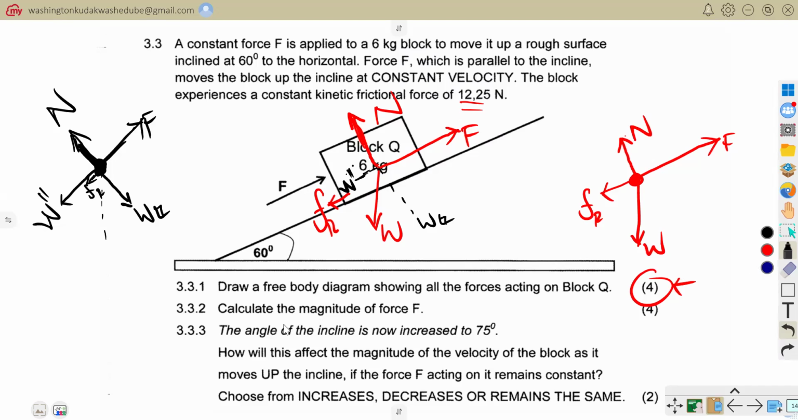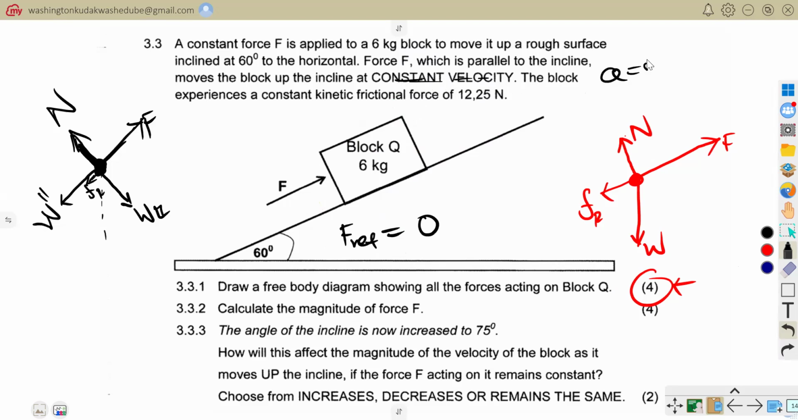After we've said that, now they are saying calculate the magnitude of F. They now want us to calculate the magnitude of F. How do we calculate the magnitude of F now? We have been told that our net force here is equal to 0. Why? Because we have got constant velocity. Constant velocity tells us zero acceleration. Zero acceleration tells us net force equal to 0.